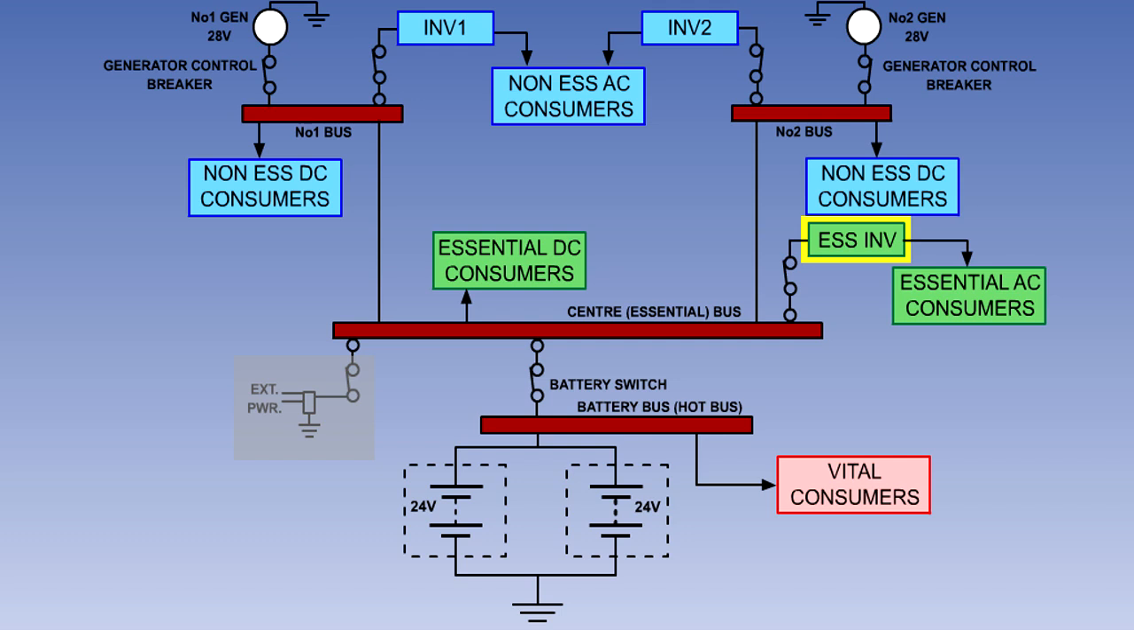Essential AC consumers are supplied by the essential inverter, and so it is supplied with DC from the DC Essential Services busbar. Numbers 1 and 2 inverters, powered by DC from the numbers 1 and 2 DC busbars, supply the non-essential AC services. In the event that one generator should fail, it is automatically isolated from its respective busbar, and all busbar loads are then taken over by the operating generator.